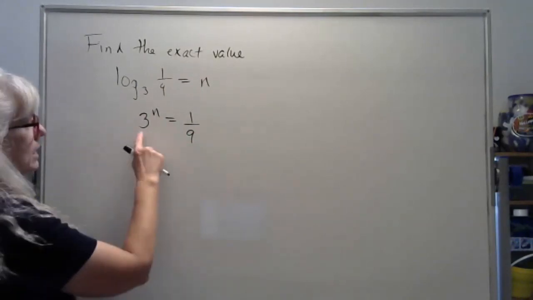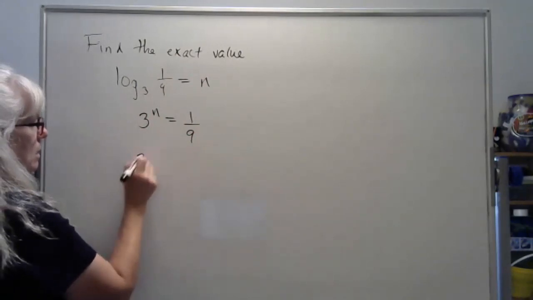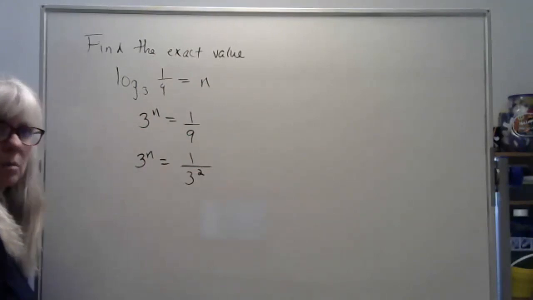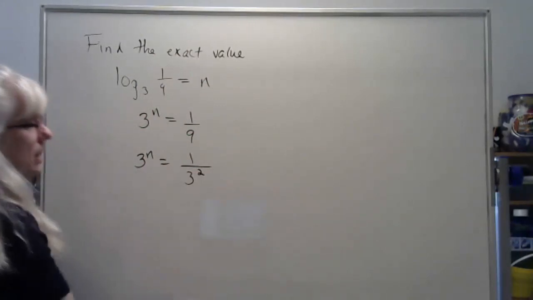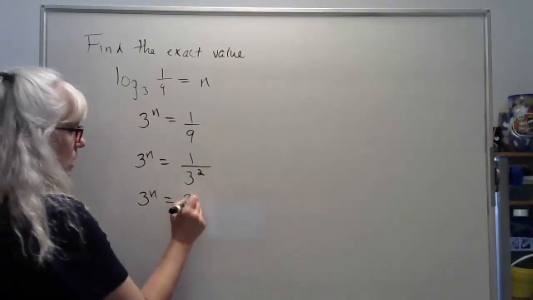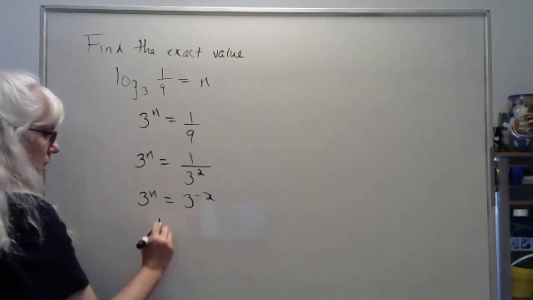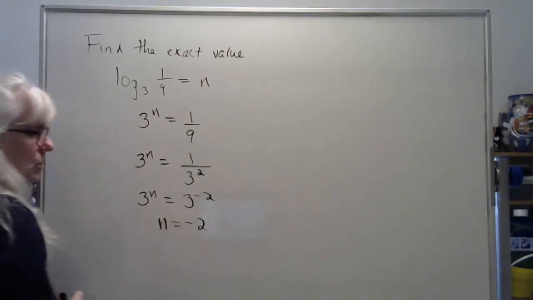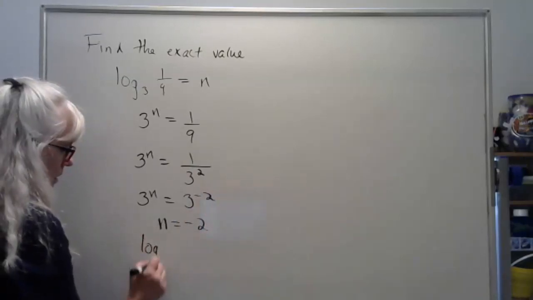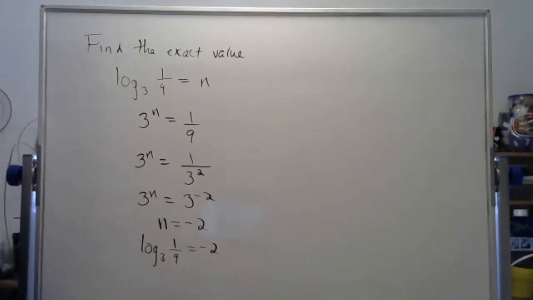So we now know that we need a base of 3 on both sides. So we're going to manipulate the right side. We know that 9 is 3 squared, but it's still in the denominator. And we saw yesterday that to bring it up, we'll change its sign on the exponent. So that would be 3 to the -2 now. Now that the bases are the same, we'll set the exponents equal. So the answer is -2. So back up top, we know that log base 3 of 1/9 equals -2.